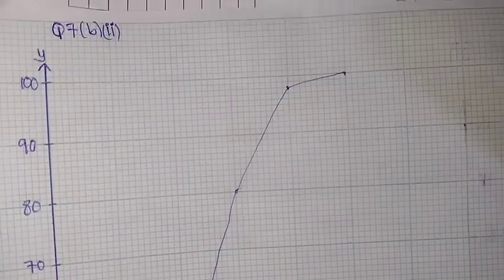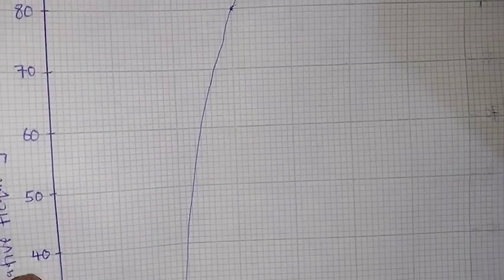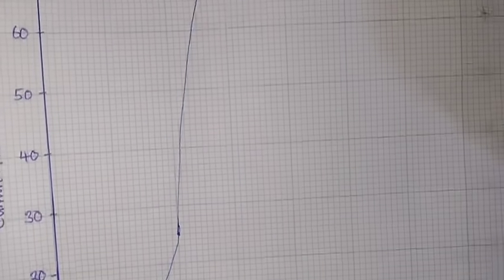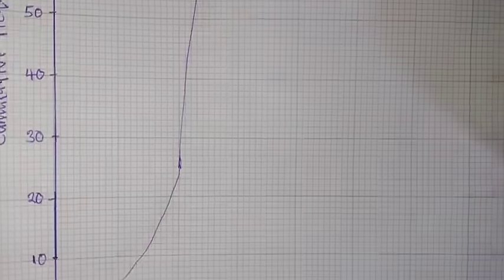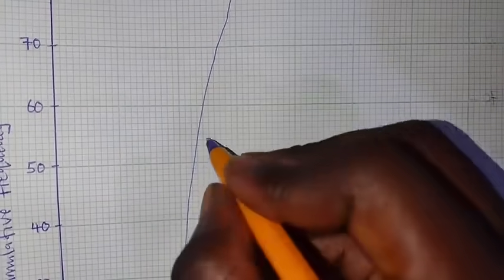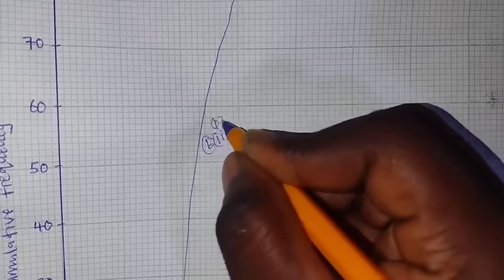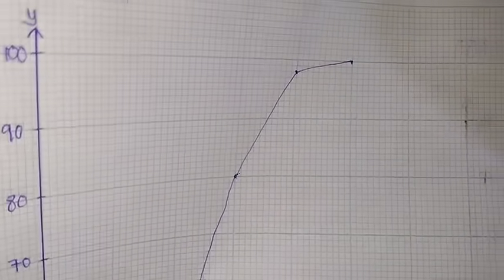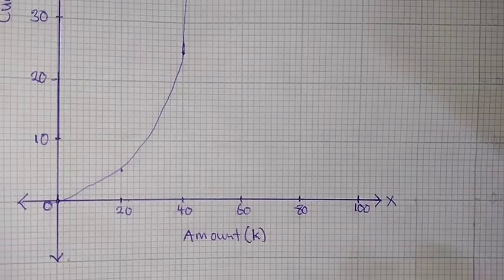When you connect these points, this is the smooth cumulative frequency curve you are going to get. This one right here. This is the curve that you are going to get. We have answered our question B2. Just write B2, Q7 B2. We have answered it. This is the curve. I'm sure you are able to see. This is the curve they wanted us to come up with.